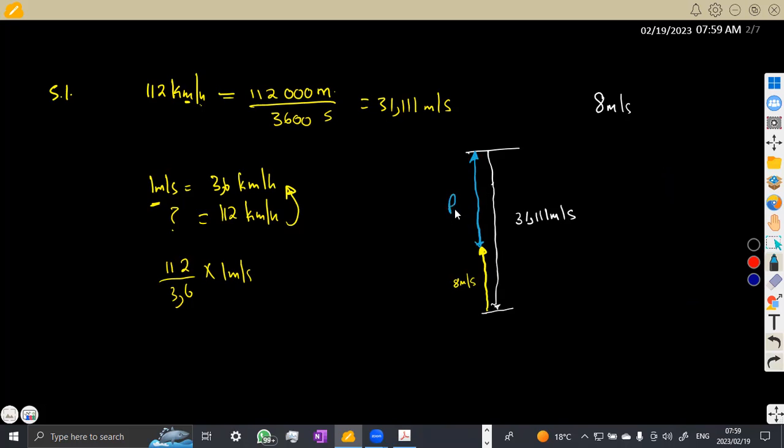Okay, so if this is our resultant, how are we going to calculate this? That's the difference between these two, and it is going down. So it is going to be 31.11 minus 8.